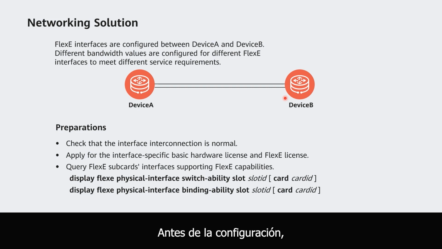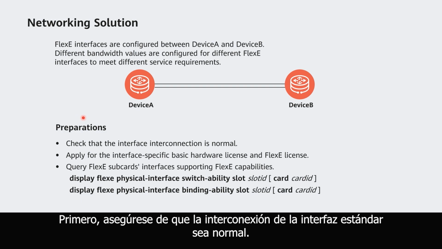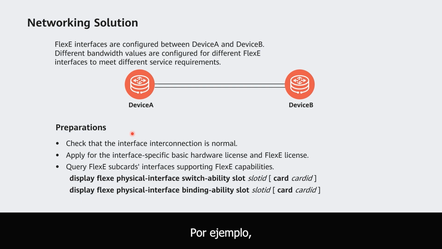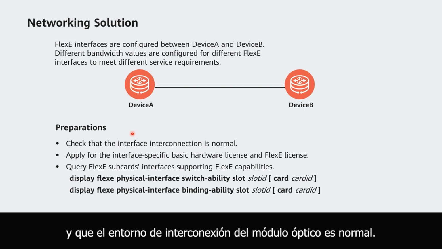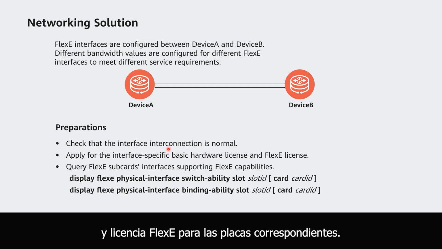Before configuration, however, there are a number of preparations that need to be made. First, ensure that the standard interface interconnection is normal. For example, check that the boards successfully register and that the optical module interconnection environment is normal. Next, prepare the interface-specific basic hardware license and FlexE license for the corresponding boards.